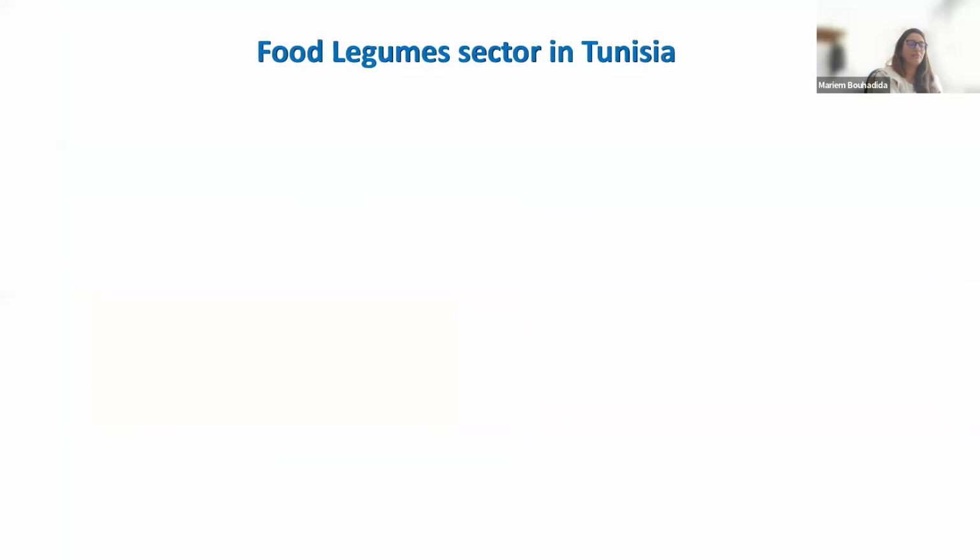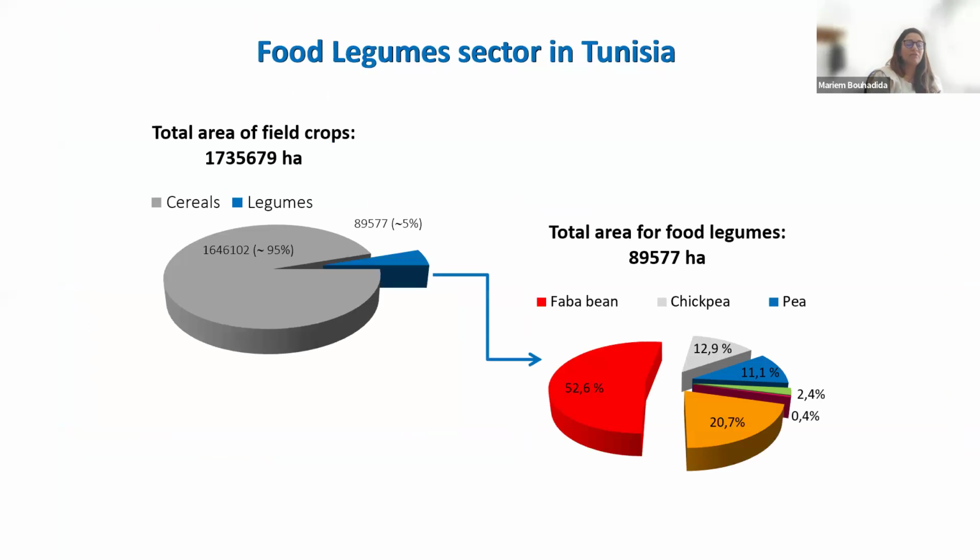So in Tunisia, field crops cover more than 1.7 million hectares, and they represent more than half of the arable land. But unfortunately, legumes represent only 5% of this area, around 90,000 hectares, and chickpea represents unfortunately only 12% of this area.